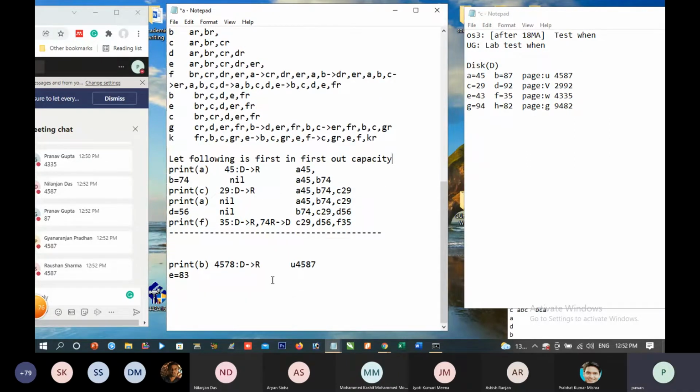Now, we are doing E equal to 83. No data transfer will take place. And we shall write down U45, 87, as it is. And afterwards, we shall be writing it as 43, 35. We shall write here some garbage value GH, E 83. Then some garbage value GH, we shall be writing it here. And we are writing that it is page W. RAM capacity 2 pages.